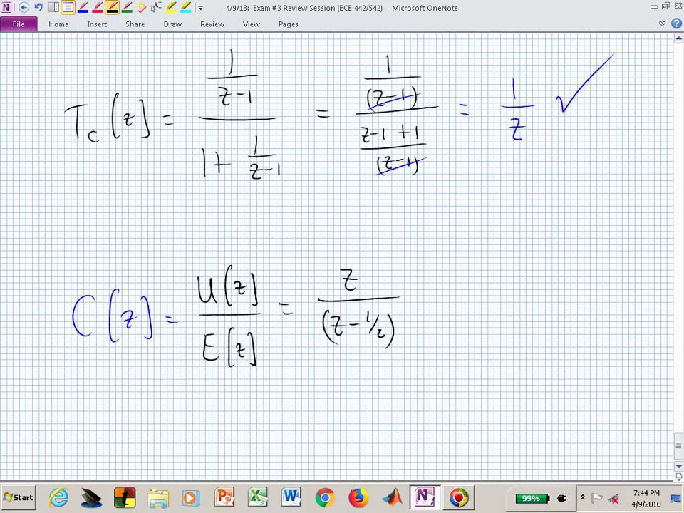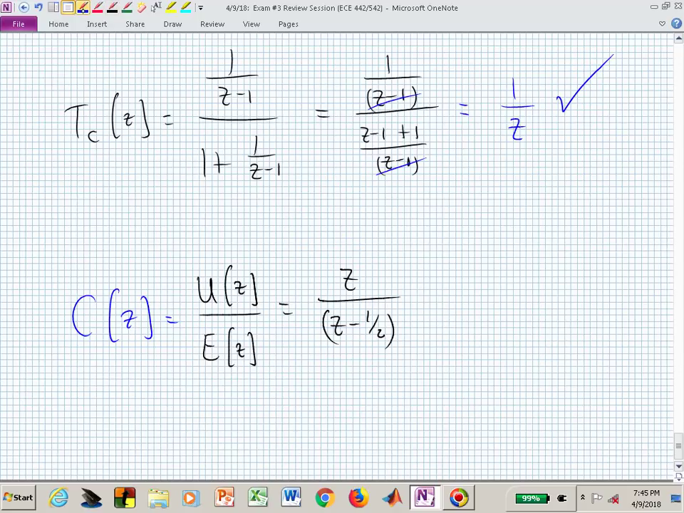And now somebody says, I want to implement this. I want to build this in my Arduino. I want to make this controller happen. Now you have the ability to do that. You can now turn this into a difference equation between your error signal and the input to the plant.